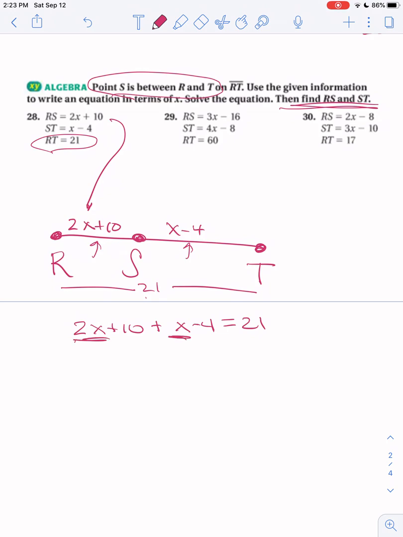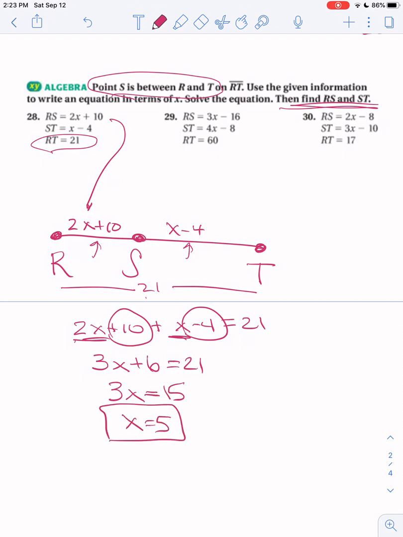Combine our like terms. 2x plus 1x gives us 3x. 10 minus 4 gives us 6. So 3x plus 6 equals 21, and 3x equals 15. It looks like our x is going to be 5. Now let's answer their question. The question is, how long are those two segments?